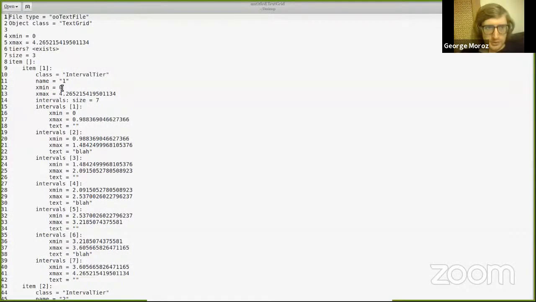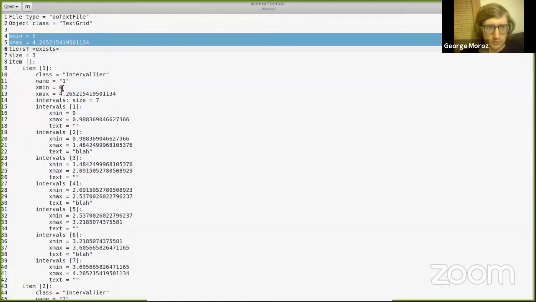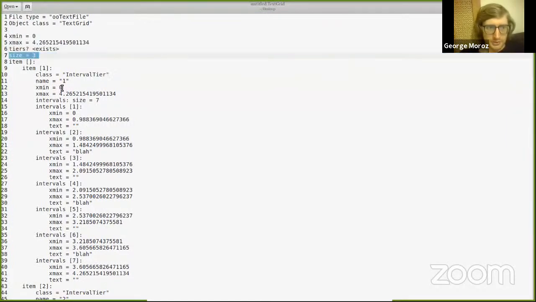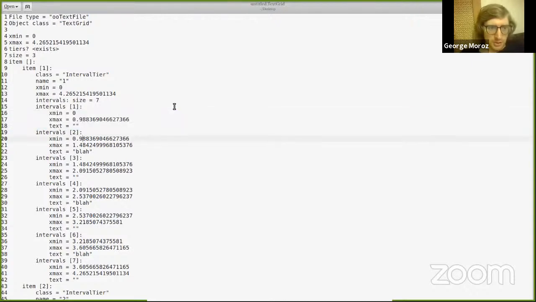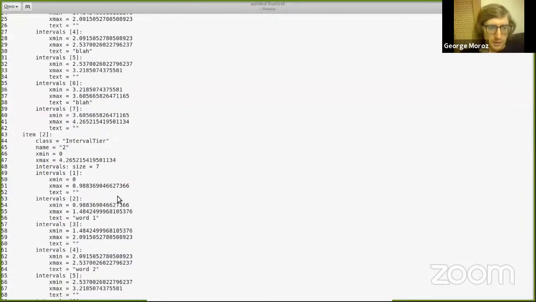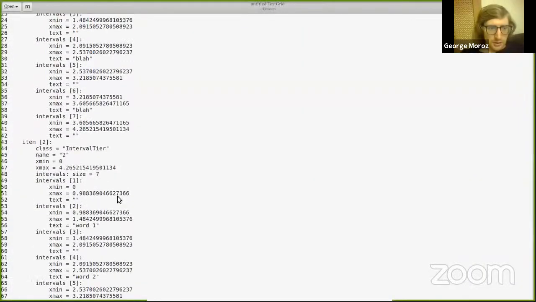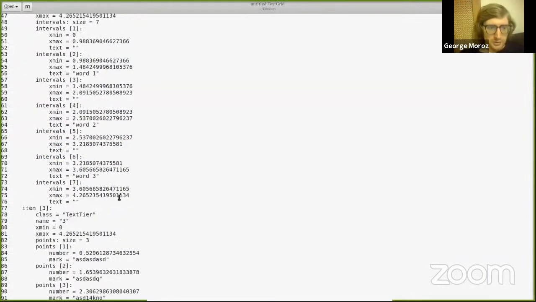So it will say that it's of type TextGrid. It has information about the size of the audio, how many tiers there are, and annotation for each tier. So for instance, we have a class of interval tier, and here is the empty annotation, then some blah annotation, and so on and so on. Interval tier and point tier have different text tiers.